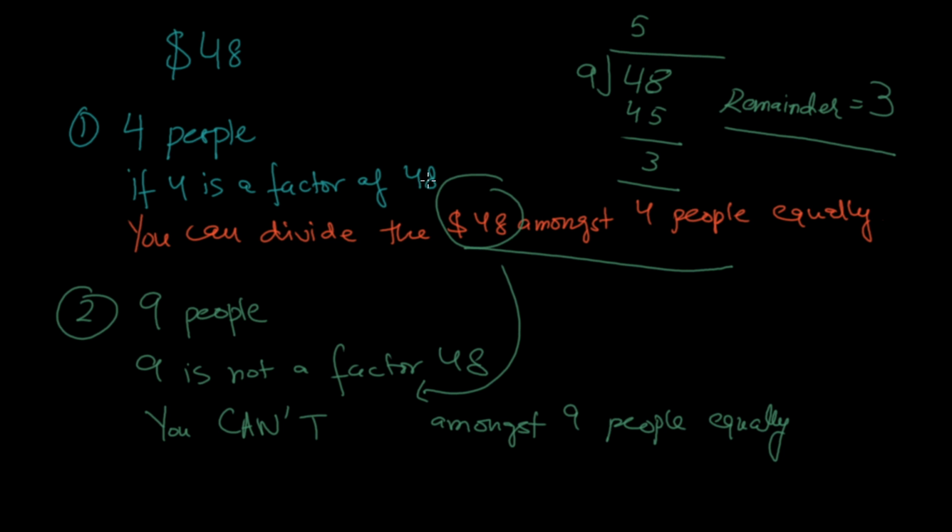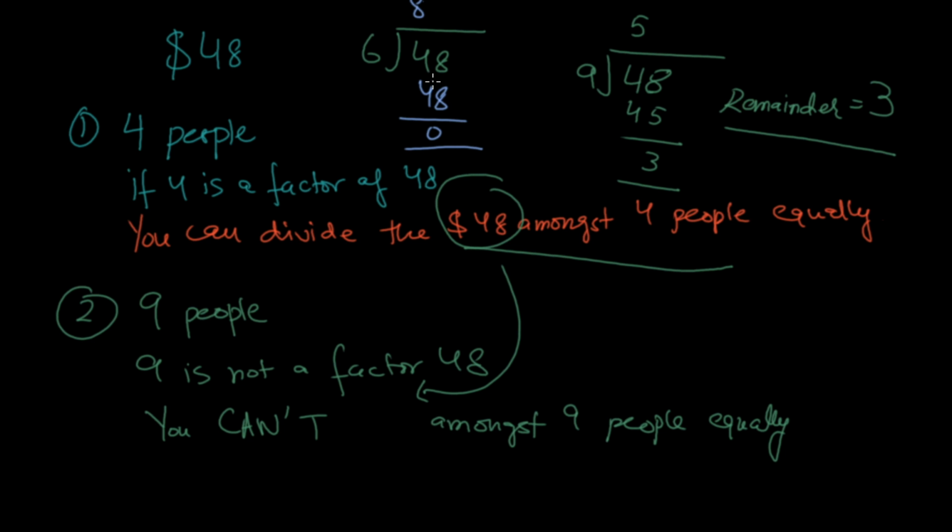But when we have 4 or 6, 6 is also a factor of 48. So if you divide the $48 among 6 people, you do 6 into 48 is 8. You have a remainder of 0. So you can distribute $48 among 6 people equally. The remainder just says that not only is the distribution equal, there's no money left afterwards.